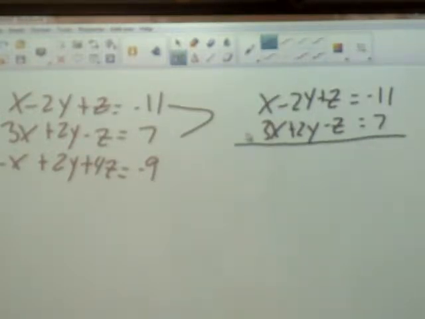Correct. Look at the signs in front of your y's. Add, because the signs are different, so you're going to add. Okay, you go ahead and add them. I'll give you a second. See what you get on that. And just stop there.